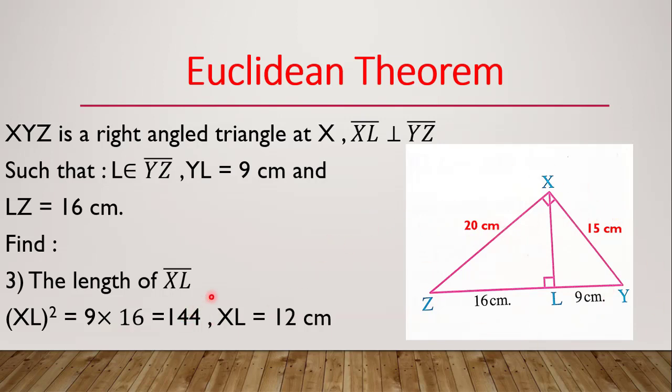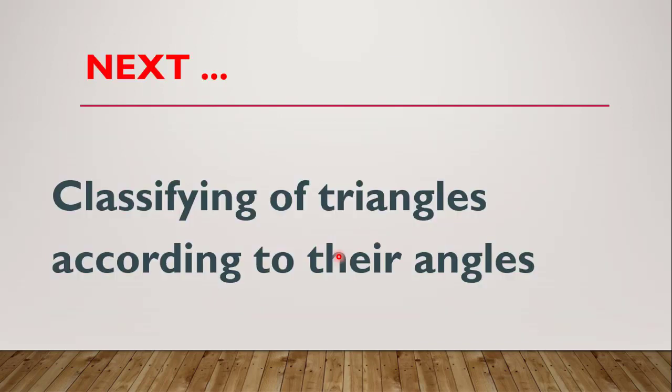Okay, so today we studied Euclidean's theorem, and we use it to get the length of the two sides of the right angle in a right angle triangle. I hope you have understood our session today. Next session we will learn how to classify triangles according to their angles if you know their side lengths.